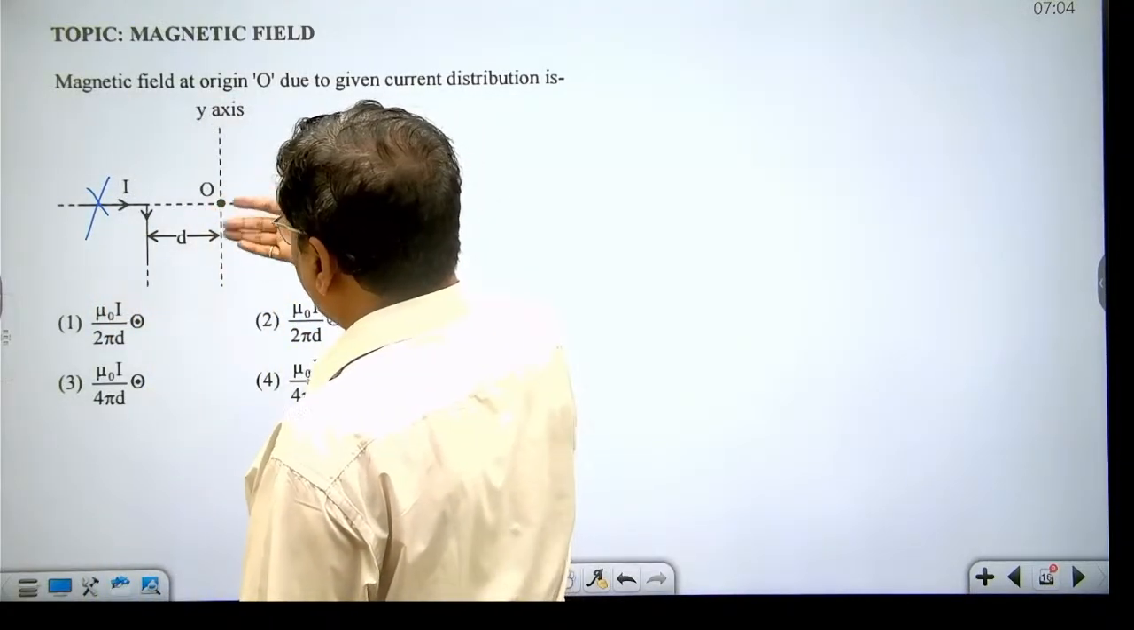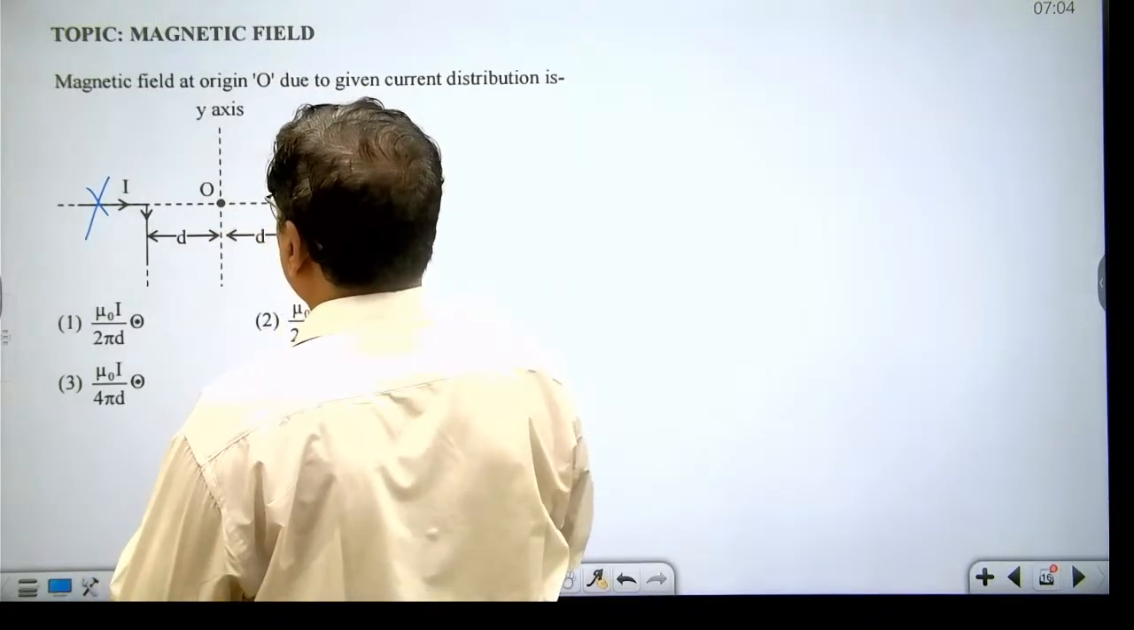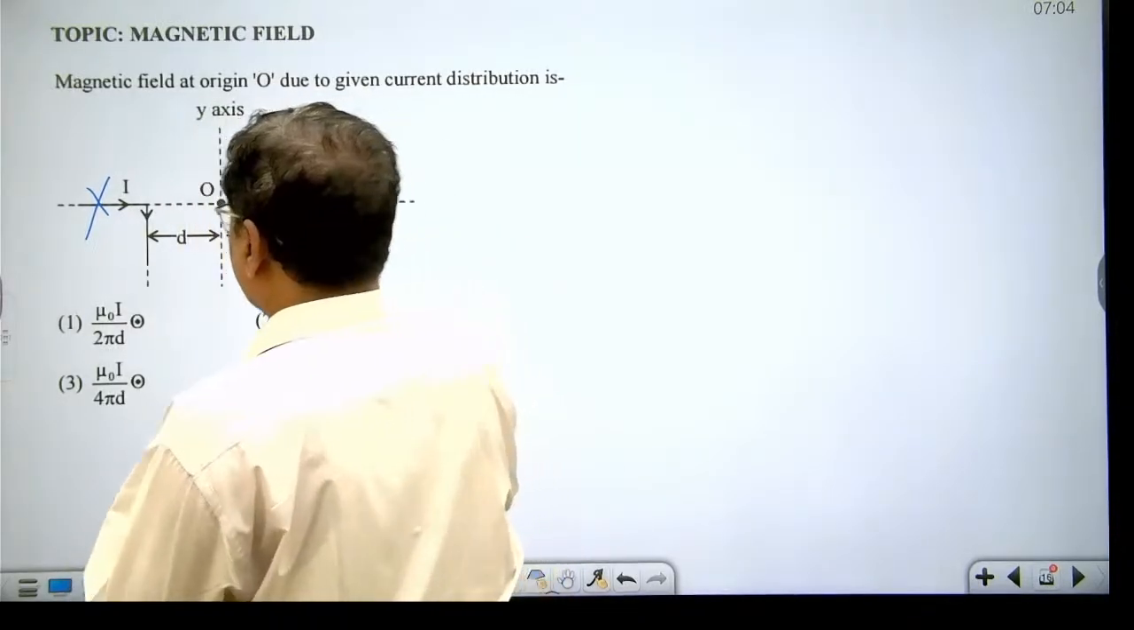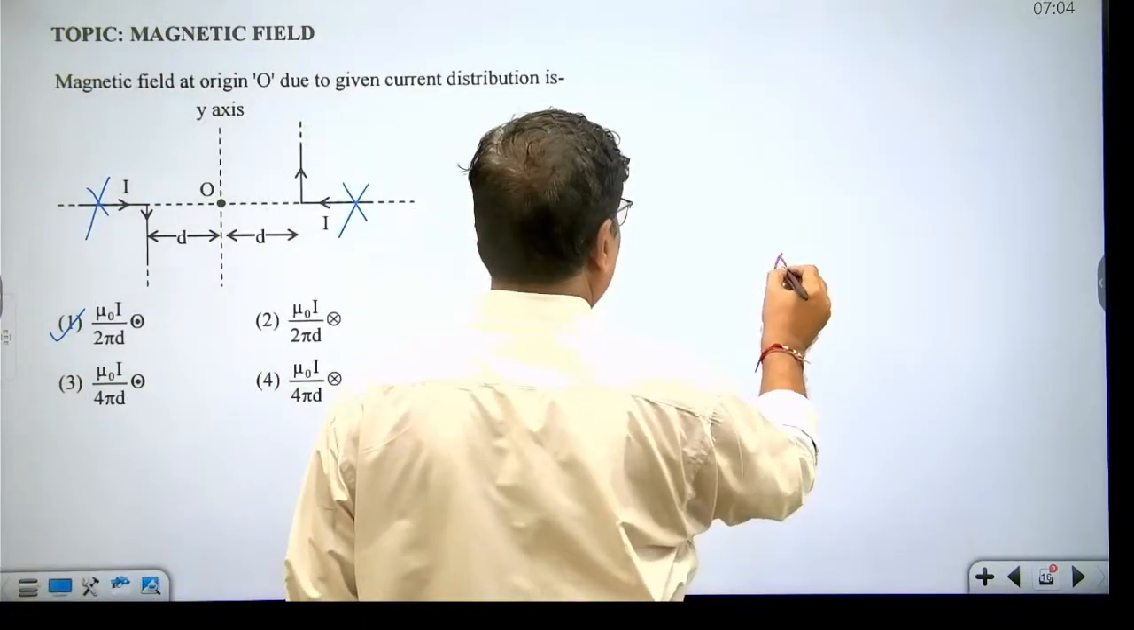Both the wires are semi-infinite. So the field is mu 0 I upon 4 pi r, where r is d, so mu 0 I upon 4 pi d from each, acting in the upward direction. So the answer will be mu 0 I upon 2 pi d. Out of 4 choices, the correct answer is option 1.